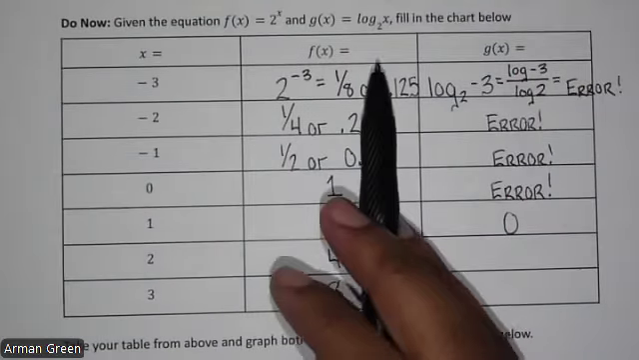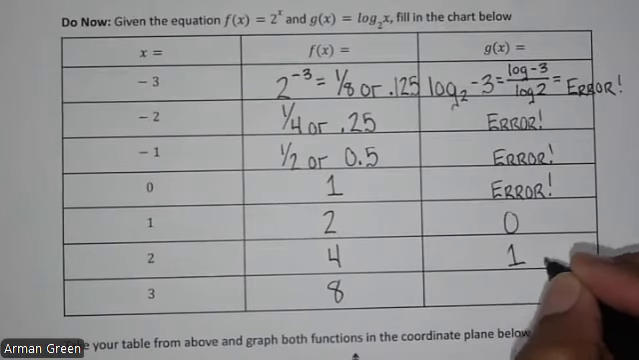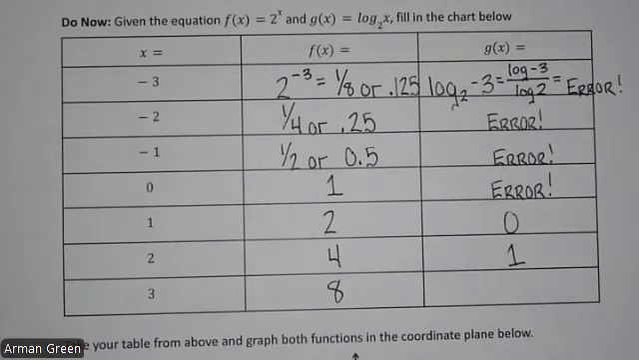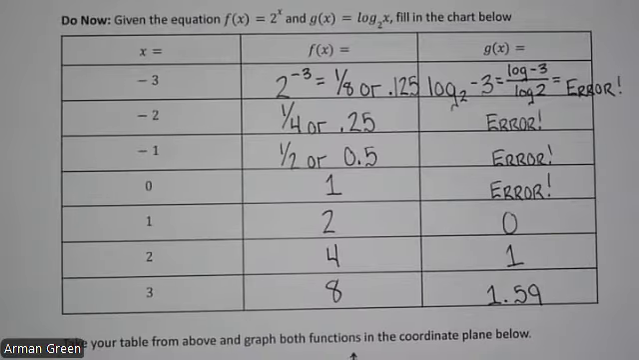And for the next one, if I plugged in 2, log base 2 of 2 is equal to 1. And then lastly, log base 2 of 3, I believe you should have got something like 1.59, maybe. Something like that. Okay. So we filled in all of this table.